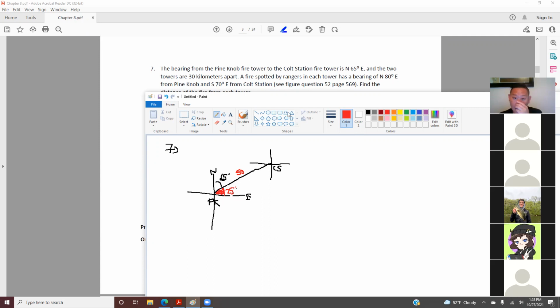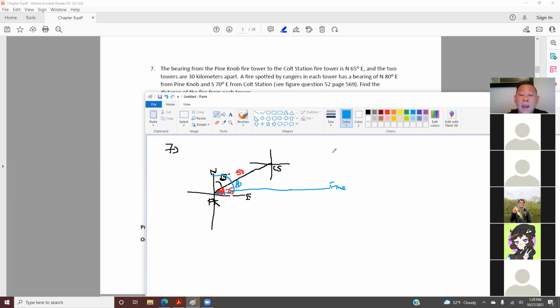Okay. And then you spotted a fire, and this fire has a bearing of north 80 degrees east on Pine Knot. So on Pine Knot, the fire is on northeast. So northeast 80 degrees. So the blue line, from this to this is 80 degrees. And your fire is over here. This is your fire.